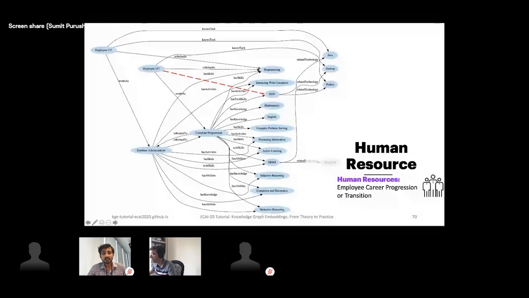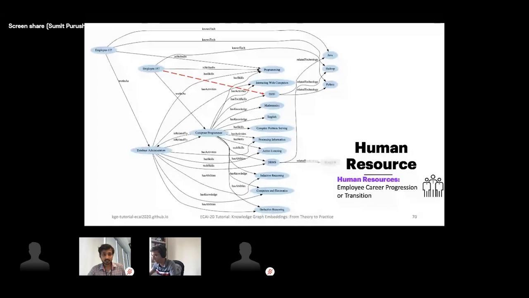Say the knowledge graph embedding model can learn from the interactions here and suggest to this employee that you need to know more about the OOD concepts to progress further. So this is something that knowledge graph embeddings can be used for.